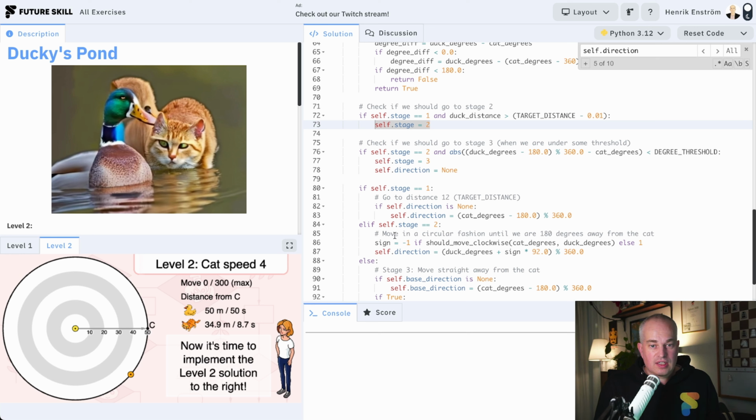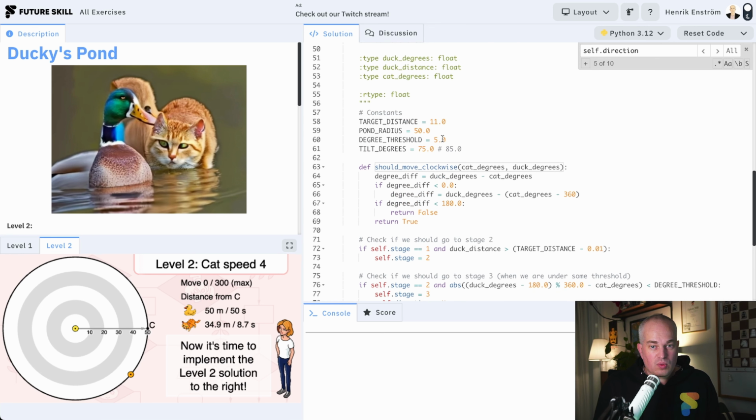So when we are in stage 2, we come to this code here. This is the more complicated part. We want to move in a circular fashion until we are 180 degrees away from the cat, as it says. So then we're going to use this should move clockwise direction. This function is testing whether the cat wants to go clockwise in this direction or anti-clockwise this direction. And this gives us the sign, because we want to reach the opposite side of the midpoint as quickly as possible, to be opposite of the cat.